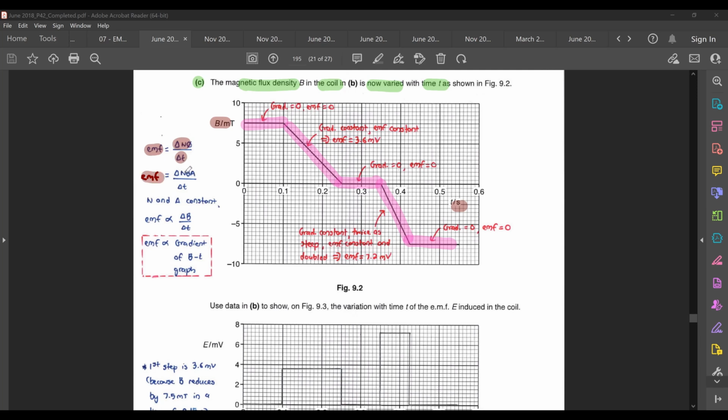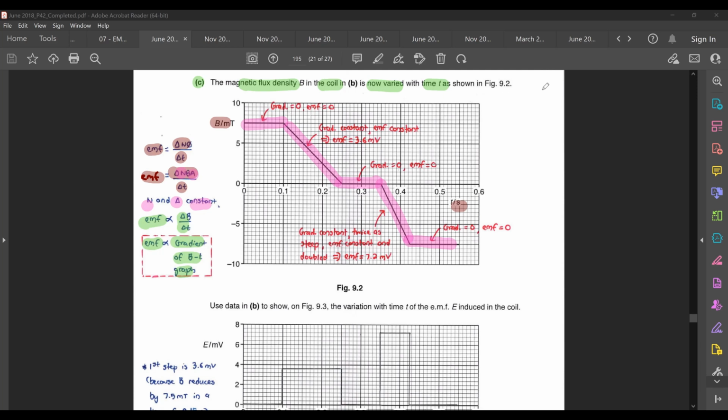The flux linkage, you expand out the expression to become change in NBA divided by delta T. If your number of turns and area are constant, that would in turn mean that these can be disregarded, so that EMF is thus proportional to the rate of change of flux density, which is in turn the gradient of your flux density versus time graph. That's how I know I'm going to get the gradient here.